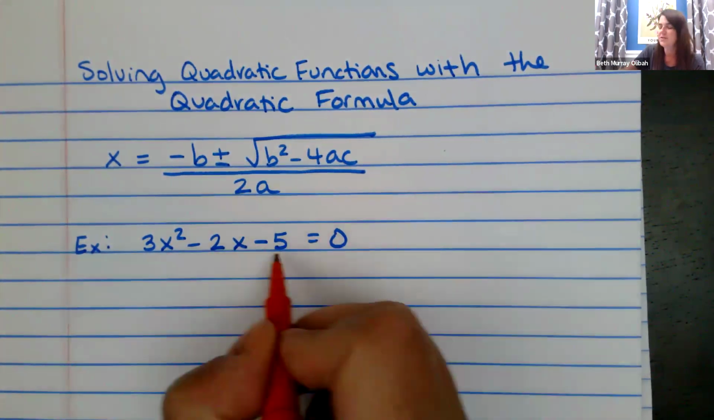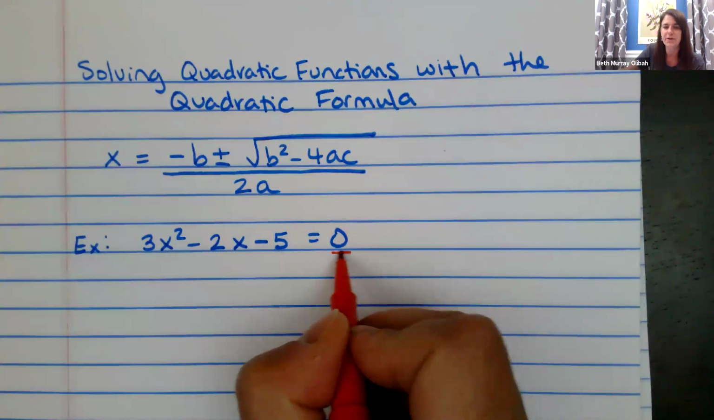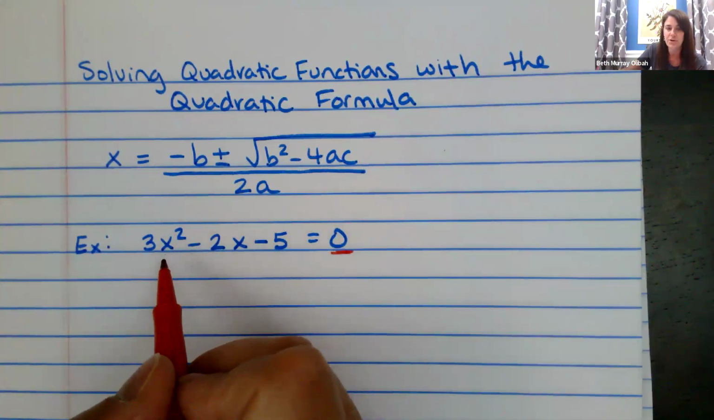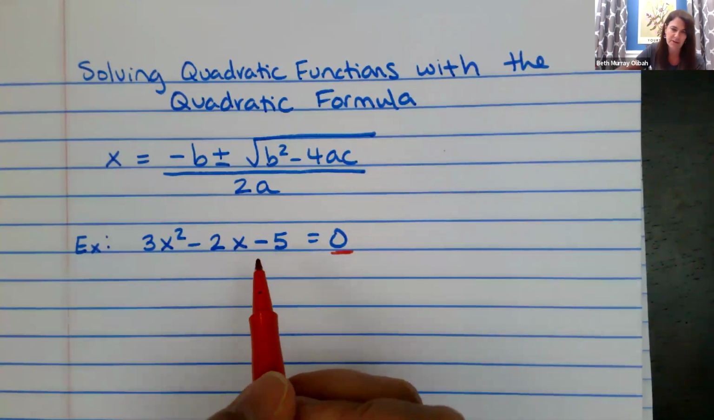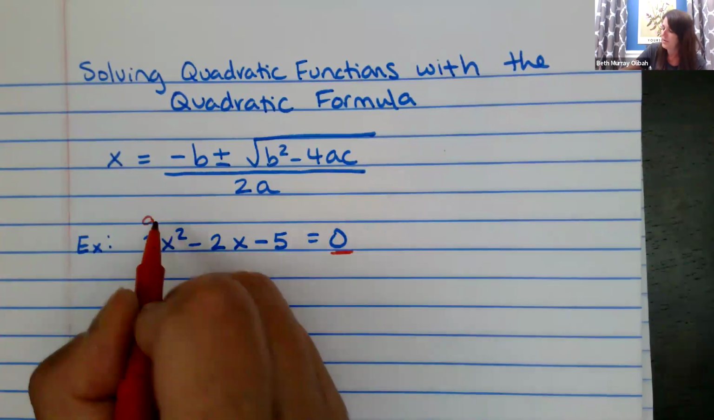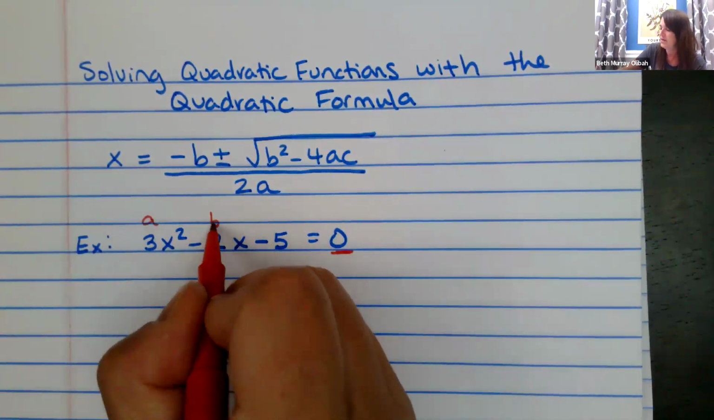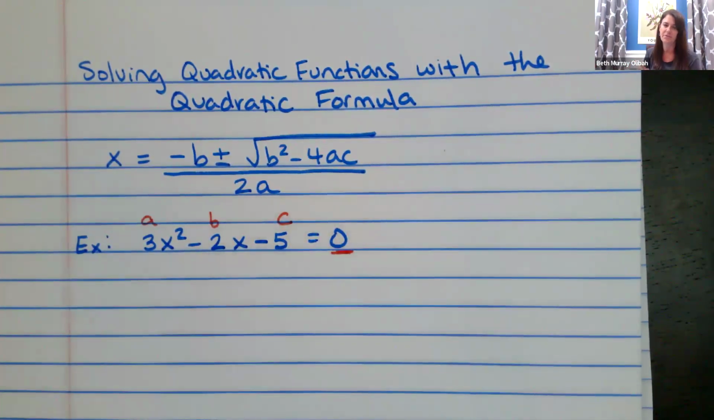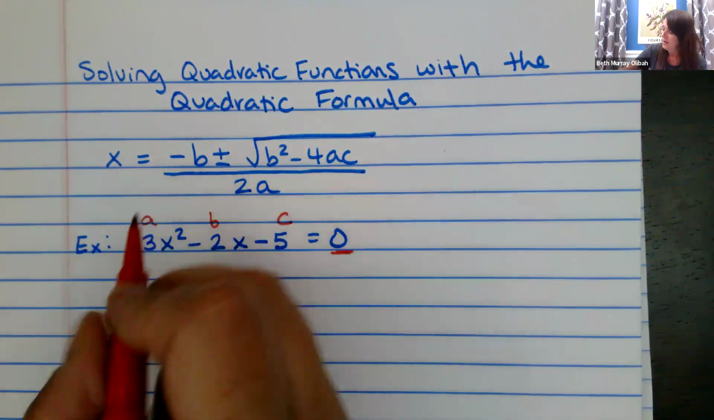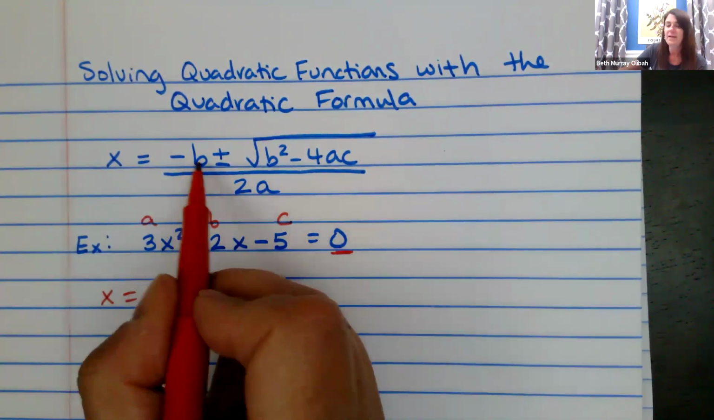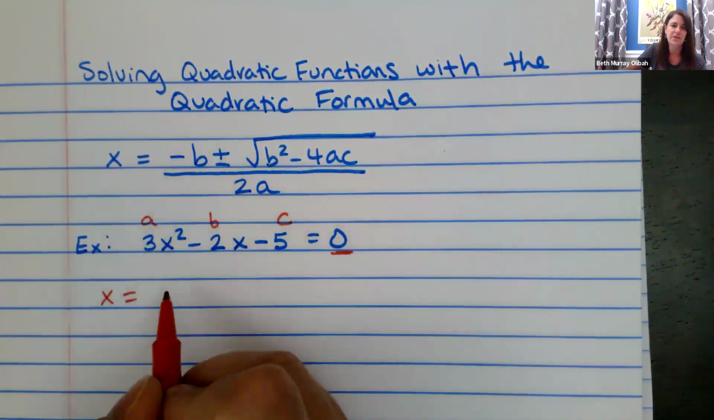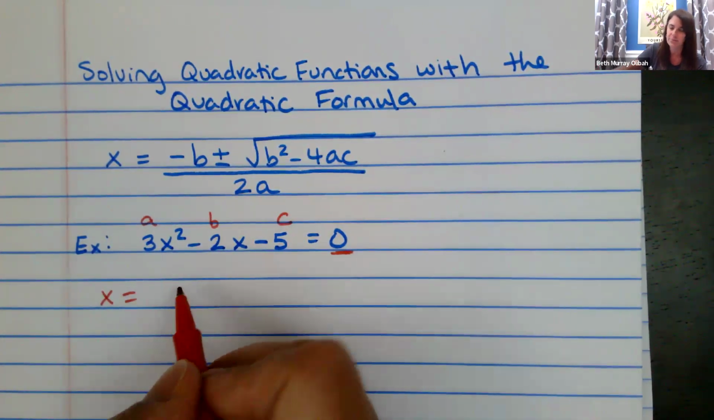Make sure everything is on one side of the equation. So you again need to have your zero over there. Make sure it's in order so you don't accidentally mix up the A, B, and C. A is always with the x squared, B is the number with the x, and C is the constant, the number that's by itself. So x equals negative b. It's better to think of that as the opposite of b because some students think there has to be a negative here. It just depends.